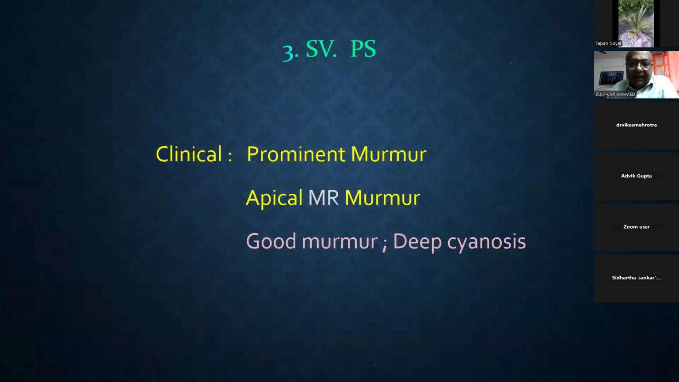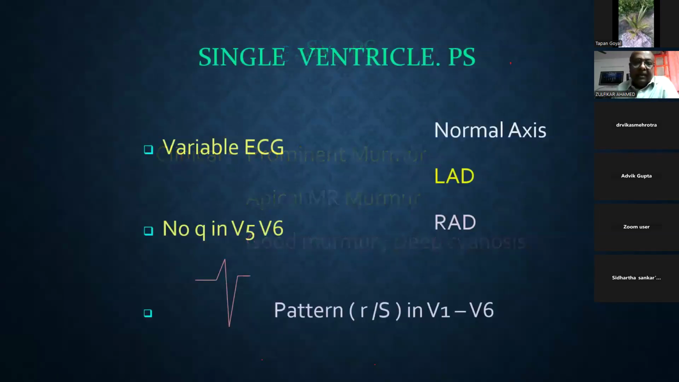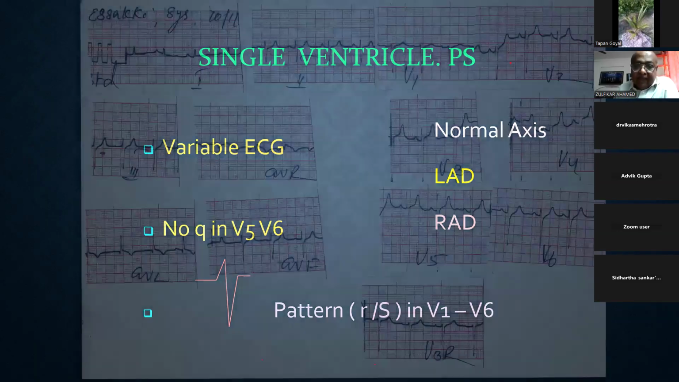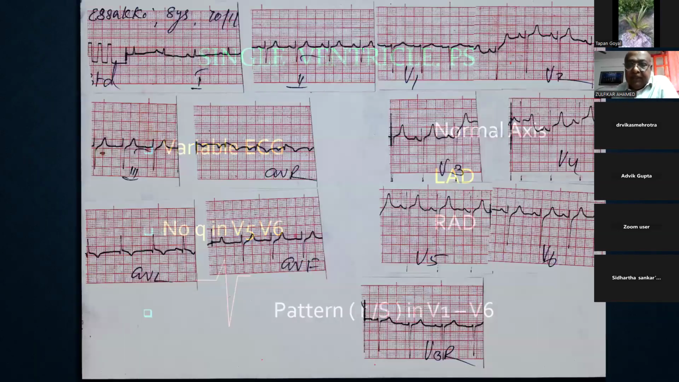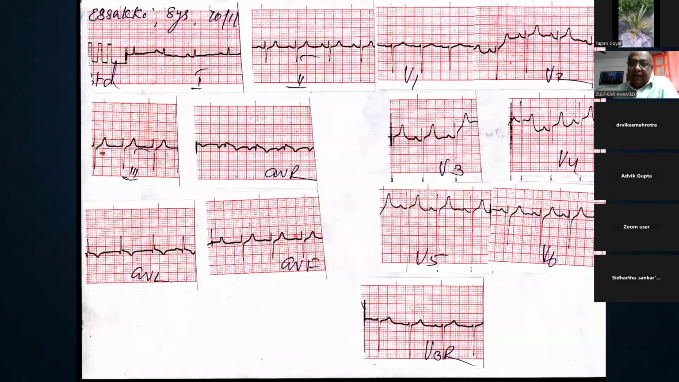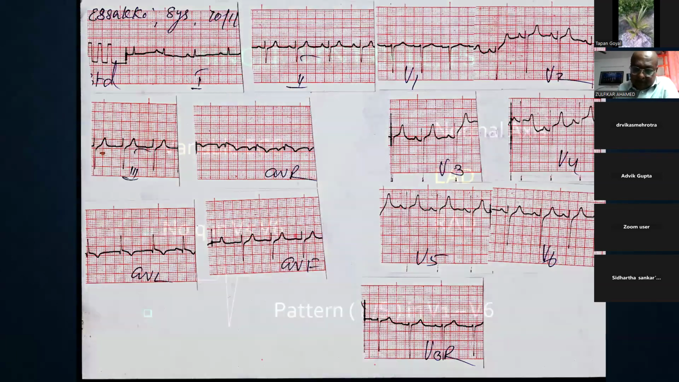Then this is another one, AV septal defect, single ventricle with pulmonary stenosis, which will have a prominent murmur. An apical MR murmur sometimes can be found. And again, a combination of a good murmur with deep cyanosis. And the ECG is very important. There will be no Q in V5, V6. Why? Because it is a single ventricle. There is no interventricular septum. And you find an ECG where from V1 to V6 there is a small R and a deep S, a very characteristic feature, which I will show you on the left-hand side of the slide.